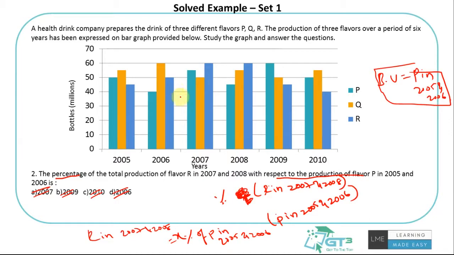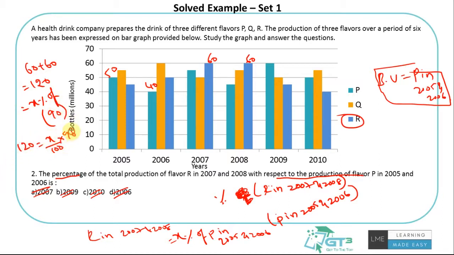So R in 2007, R is the dark blue, this is 60, this is 60. P in 2005 is the greenish blue, that is 50 and 40. So R in 2007 plus 2008 is 60 plus 60, that's 120, is equal to X percentage of 2005 plus 2006, 50 plus 40 is 90. So 120 is equal to X by 100 into 90. So X is 120 into 100 by 90. Right, 30s are 3, 4s are... so I get 400 by 3. So that is 133.33%. That is the answer for this.